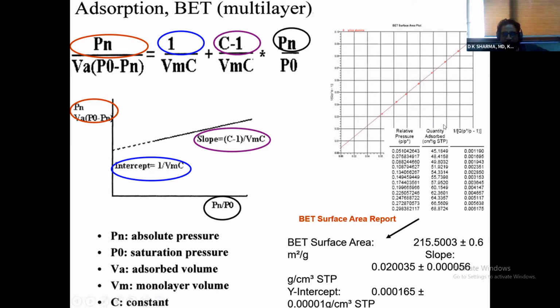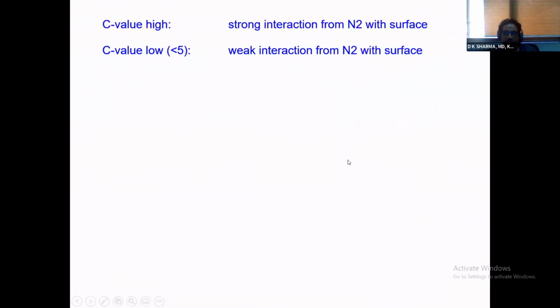Similarly, the y-intercept cannot be negative. If the y-intercept is negative, that means you are trying to measure some adsorption which is negative. Negative adsorption doesn't make sense. And that's why the intercept cannot be negative and C values cannot be negative. C values being negative also has an indirect meaning.